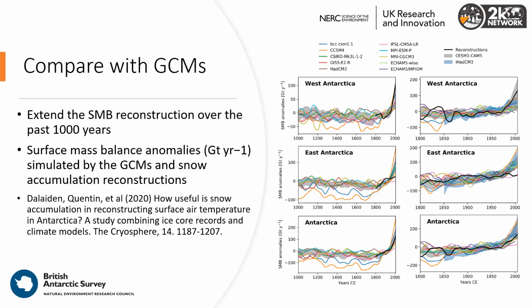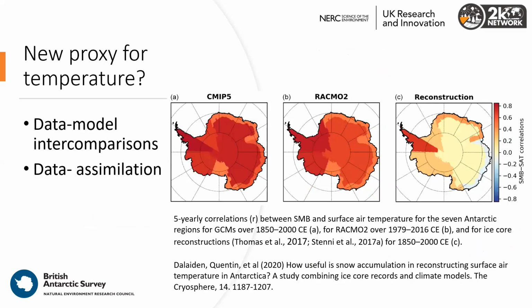And what we can see is that the surface mass balance trends between East Antarctica and West Antarctica are clearly stronger in the reconstructions based on the ice cores than they are in the global circulation models. Another exciting thing that's come out of this comparison with the models is looking at how surface mass balance, which we think of as snow accumulation and precipitation, is actually linked to temperature. These plots show the 5-yearly correlations between surface mass balance and surface air temperature in the different models.